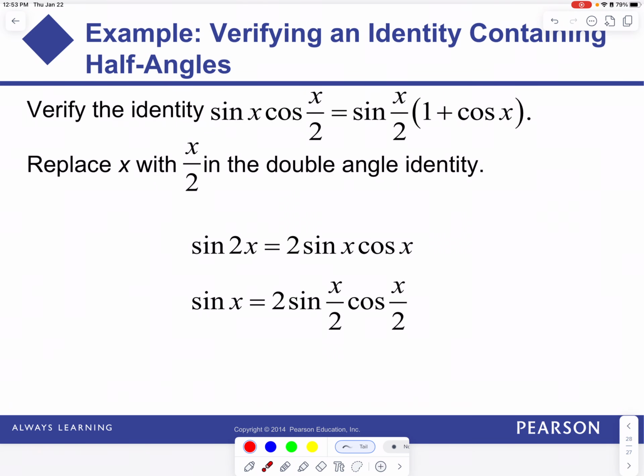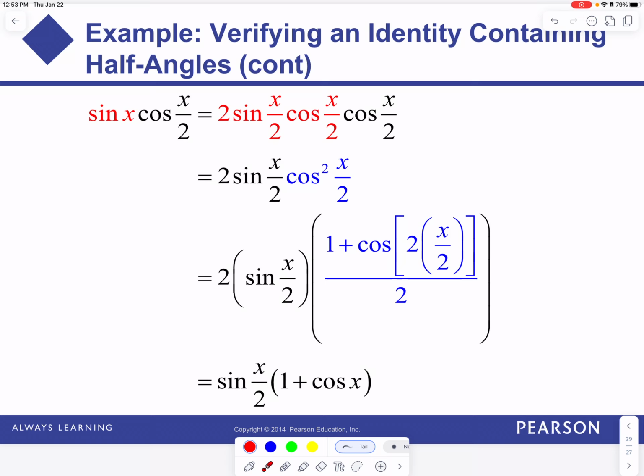So replace x with x over 2 in the double angle identity. So in the double angle identity, we had sine of 2x equals 2 sine x cosine x. So then if we replace x with x over 2, on the left we're going to have sine of x. On the right we're going to have 2 sine x over 2 times cosine x over 2. We got to that point. So then what we did next is we took this guy and plugged it in right here on the left-hand side. All right, let's see if that's what they did. And indeed, that's what they did. You can see it here in red.